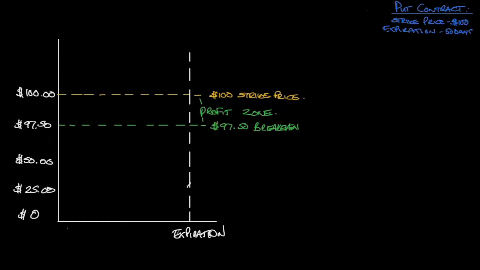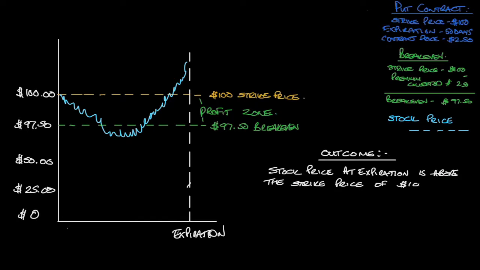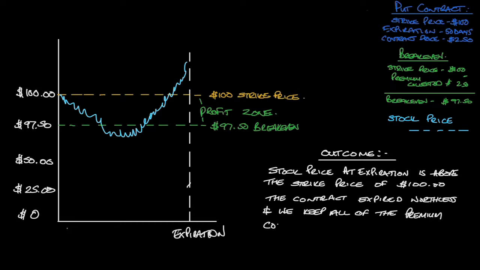So the maximum amount of profit the seller can make is $250. When we collect the premium for selling the put, we create a profit zone. If the stock price at expiration is within the profit zone or higher, we will be profitable on the trade. Let's take a look at three possible outcomes from selling the put. The first possible outcome is the stock price finishes above the strike price at expiration. In this scenario, the contract will expire worthless and we would keep all of the premium we collected from selling the put.